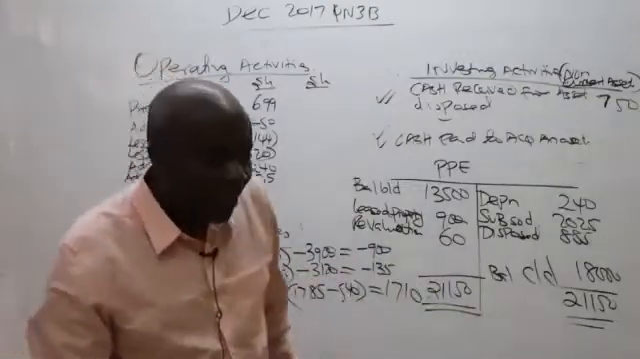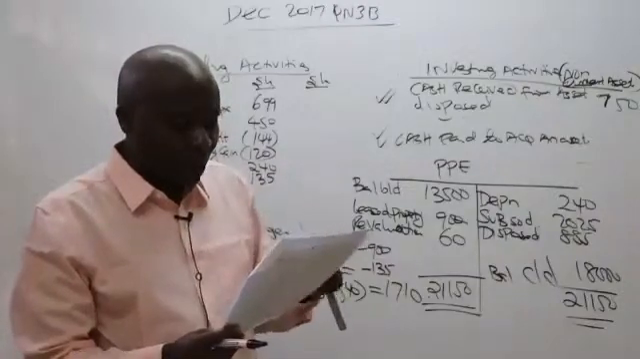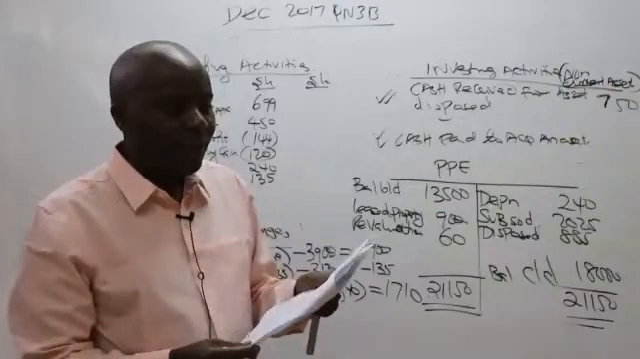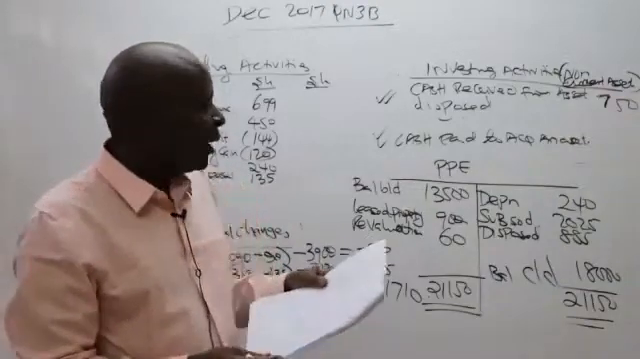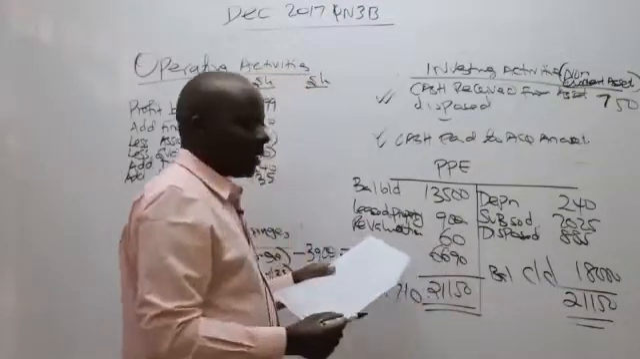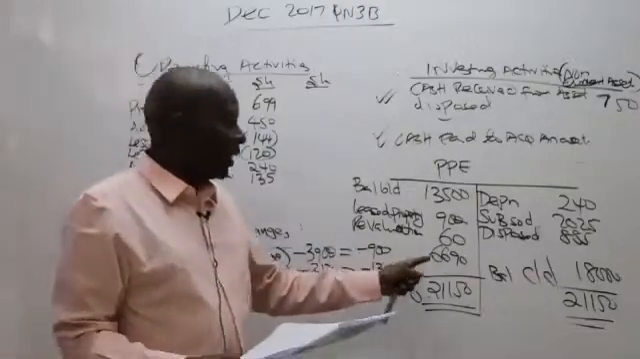Balancing figure. Revaluation amount is from where? It's from note number 6. From note number 6. So you tell me it is 66 what here? This is 6690. So what do you think this 6690 is to us?